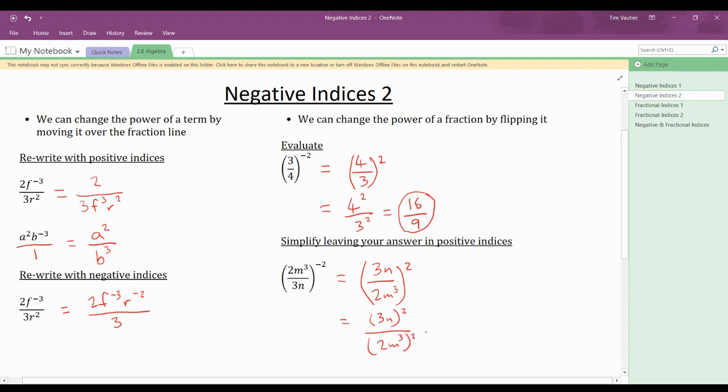If I'm trying to simplify this down, I probably want to expand out these brackets here. And so 3n, that all squared. So remember the squared applies to both the 3 and the n. So I will have 9n squared. And then the squared is applying to the 2 and the m to the power of 3. So 2 squared is 4. M to the power of 3 squared is going to be m to the power of 6.